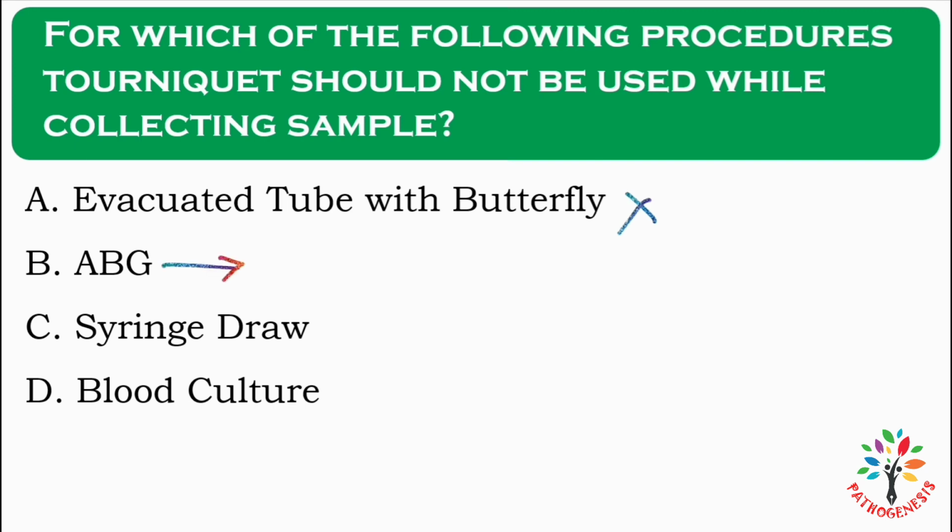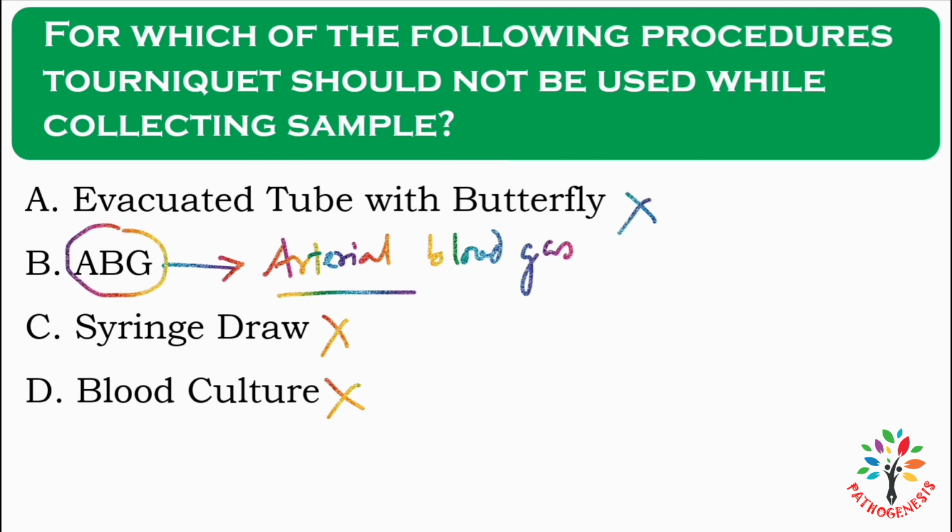ABG means arterial blood gas. Syringe draw, you need a tourniquet, so it is not applicable. Blood culture, for collecting blood for blood culture you need a tourniquet, so it is not applicable. The correct answer is ABG, arterial blood gas.